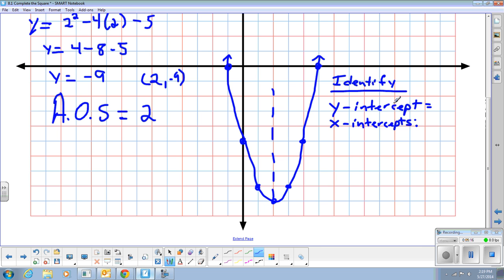You'll also be asked to identify the y-intercept. Well, look at your parabola. Where is the y-intercept? It's actually at -5. So the y-intercept is at the coordinate (0, -5).